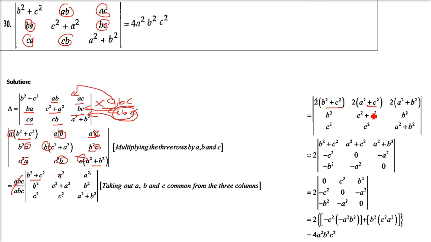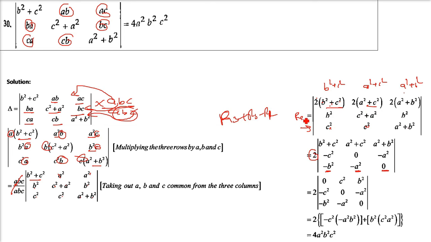Now b square minus c square, that is row 2 will be changed to row 2 minus row 1 and row 3 will be changed to row 3 minus row 1. Since b square c square will remain, a square plus c square will remain and a square b square will remain. So we'll do row 2 minus row 1 and row 3 minus row 1. I hope you got the idea. What I'm trying to suggest here is row 3 will change to row 3 minus row 1 and row 2 will be changed to row 2 minus row 1. So c square minus b square minus c square is minus b square. C square minus a square minus c square is minus a square and a square plus b square minus a square plus b square is 0.